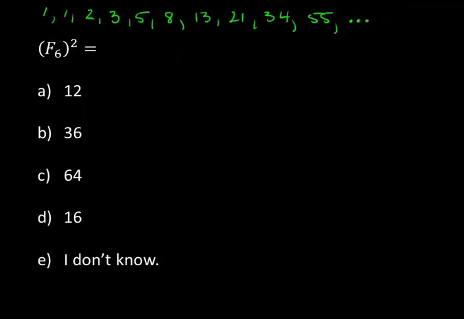Okay, again, I hope that you had put this on pause and have done this yourself. Here we see that the parentheses tell us that we are squaring. Notice that's an exponent, superscript, that we are squaring the 6th Fibonacci. So the 6th Fibonacci, counting over, is 8. So this is 8 squared, or 64. The answer is C.